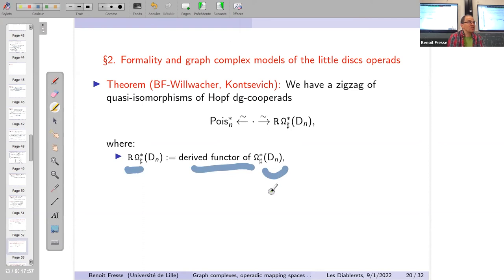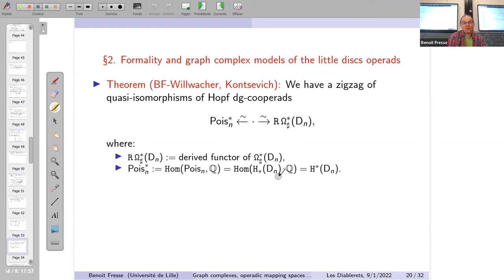Okay. And the zigzag of quasi-isomorphisms relates this model to what I denote here Poisson and star upper star. So it's the Poisson operator, a dual operator in graded vector spaces of a Poisson operator. It's the same as the cohomology of your product of little n-discs, of which I described the structure at the beginning of the talk.